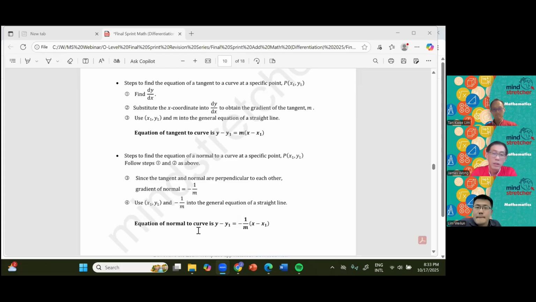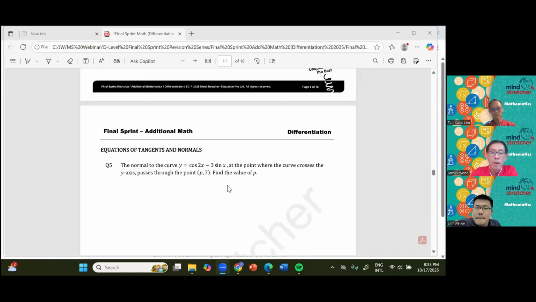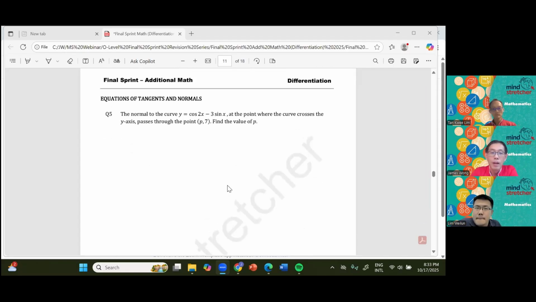Now the next question that I prepared for everyone tonight, to demonstrate how we can apply this aspect of differentiation. Let's take a look at this question. You are given a curve y = cos 2x - 3 sin x, and the normal to this curve at the point where the curve crosses the y-axis passes through the point (p, 7). We are asked to find the value of p.